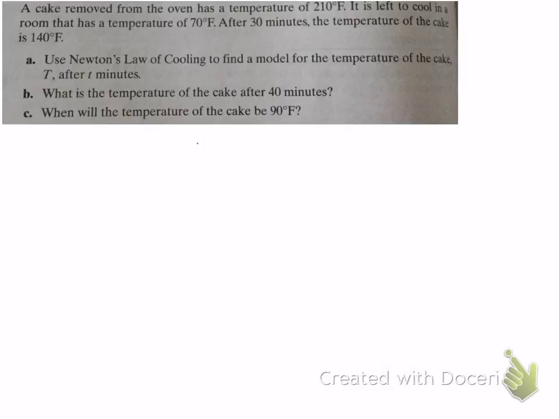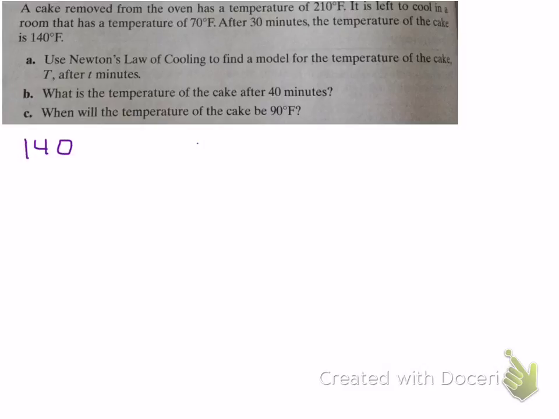So a cake removed from the oven has a temperature of 210 degrees Fahrenheit. It is left to cool in a room that has a temperature of 70 degrees Fahrenheit. After 30 minutes, the temperature of the cake is 140 degrees. So letter A says use Newton's law of cooling to find a model for the temperature of the cake T after t minutes. So my ending temperature is 140.